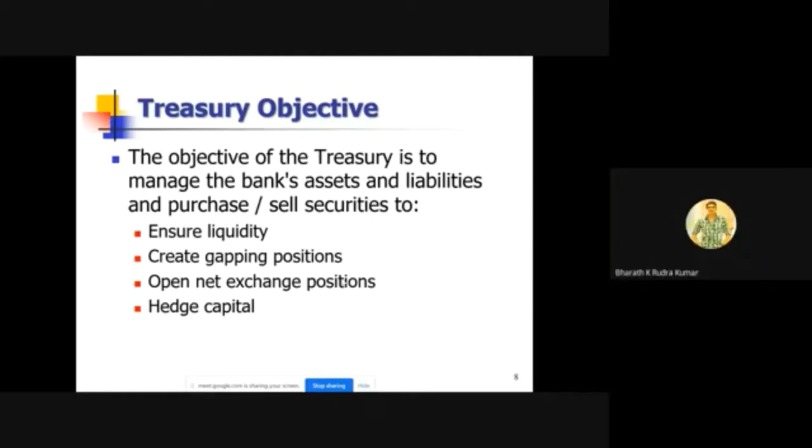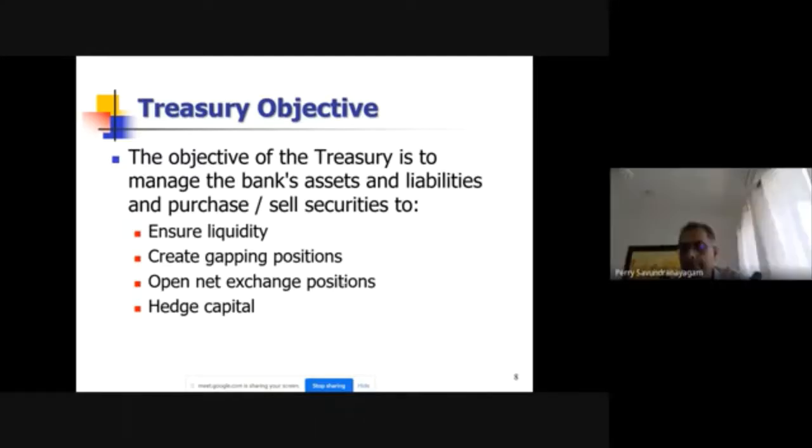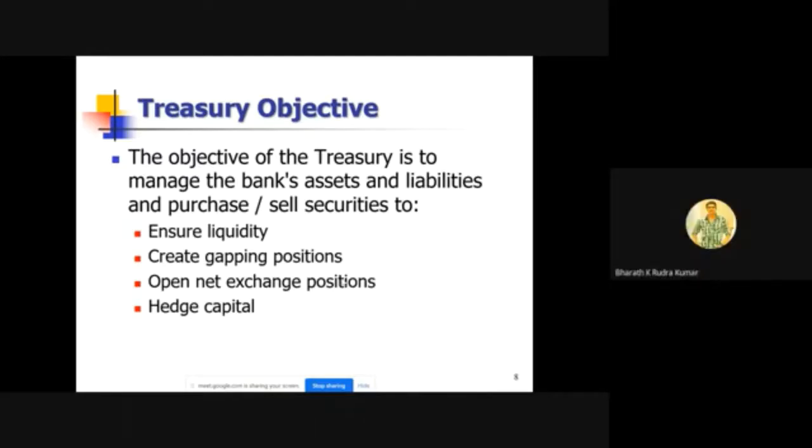Normally, in Treasury front office, they report to the head of Treasury. And in Treasury middle office, they report to the head of risk. In back office, they report to the head of finance. So is that the way in every bank, or is there any change?